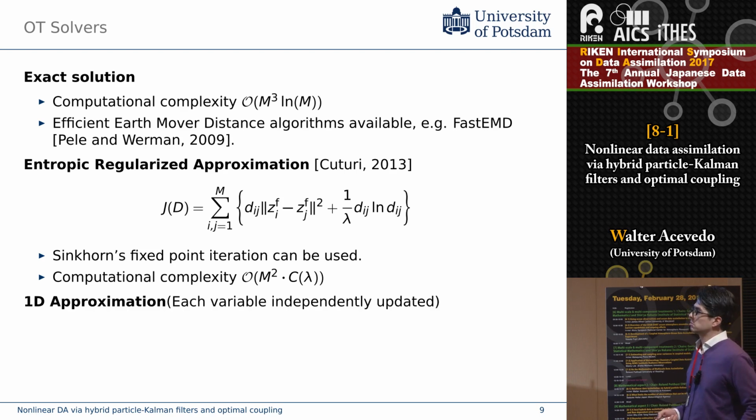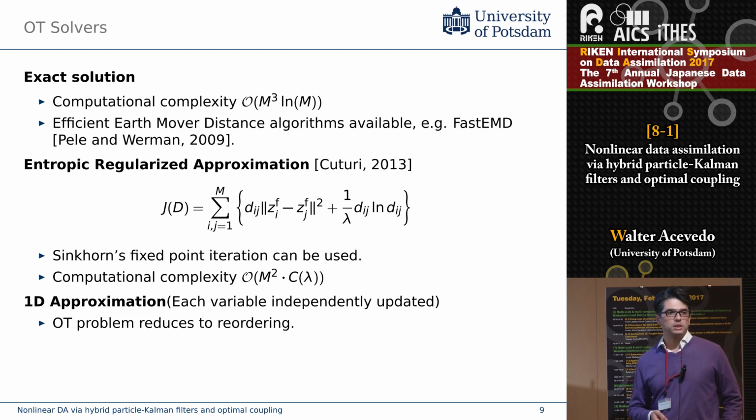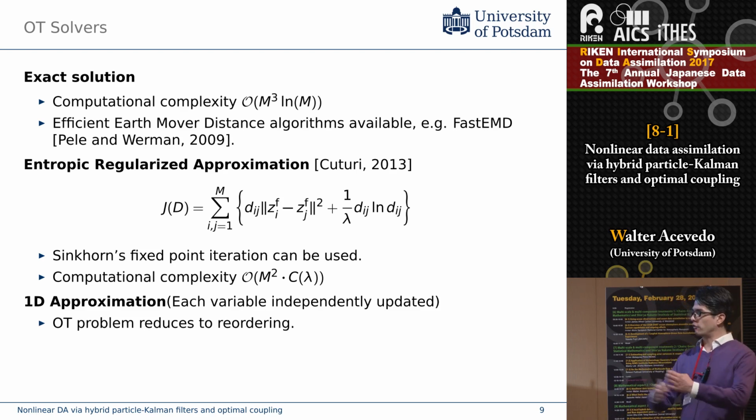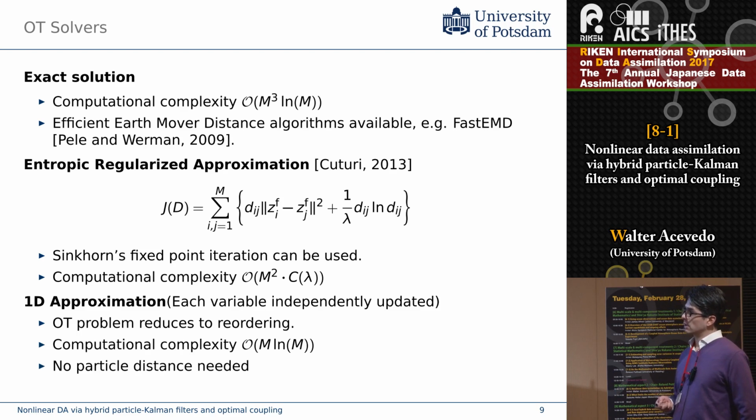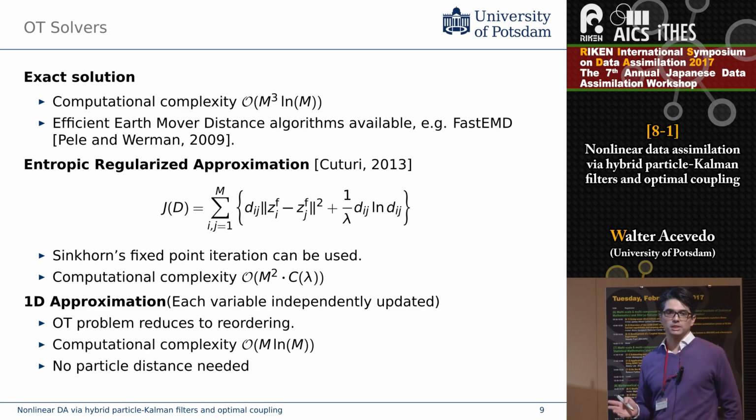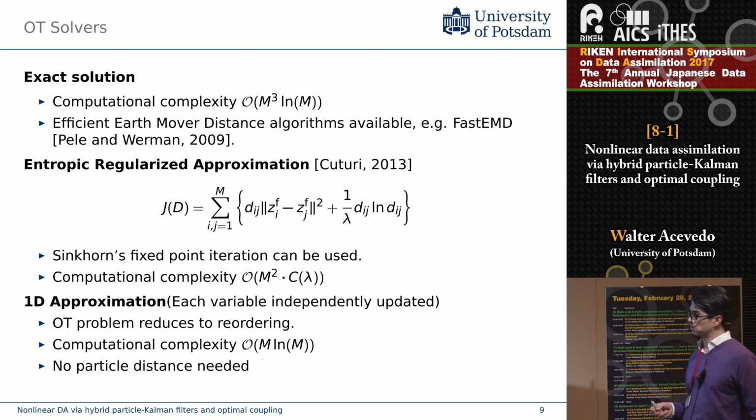Additionally, we can go for an even cruder approximation, that is the 1D approximation. We can update each variable independently. We can solve an optimal transportation problem for each variable independently. And by doing that, the problem reduces to a shuffling, to a reordering algorithm that is much cheaper. It's just n times logarithm of n, which is very nice. And additionally, the particle distance I already spoke about is not needed. So that's something very good. But of course, we are destroying the multivariate structure. But there are ways to tackle that, as we will show later.